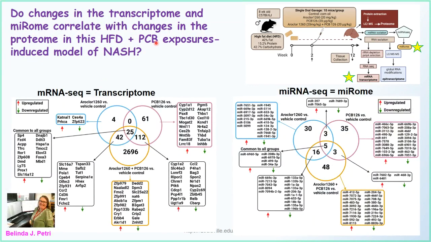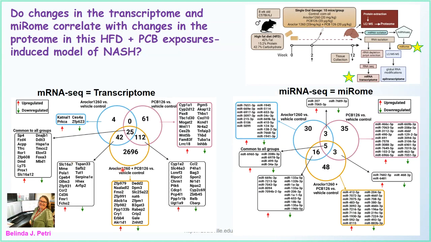So actually, Belinda Petrie, who's a Ph.D. student in the lab, and she's hoping to defend in April, looked at the mRNA-seq data to identify the transcriptome and the miRNA-seq data to look at the miRNAome. And so what we have here in circles in this Venn diagram is the Aroclor-exposed samples, these are the mRNA changes that we observed in the transcriptome, and then the PCB126 exposed animals. Again, all this is going to be versus vehicle control. And then the Aroclor 1260 plus co-exposure to PCB126.